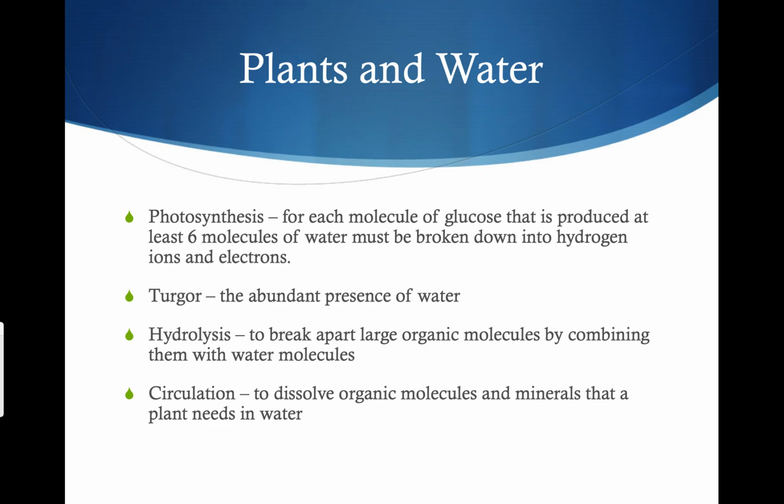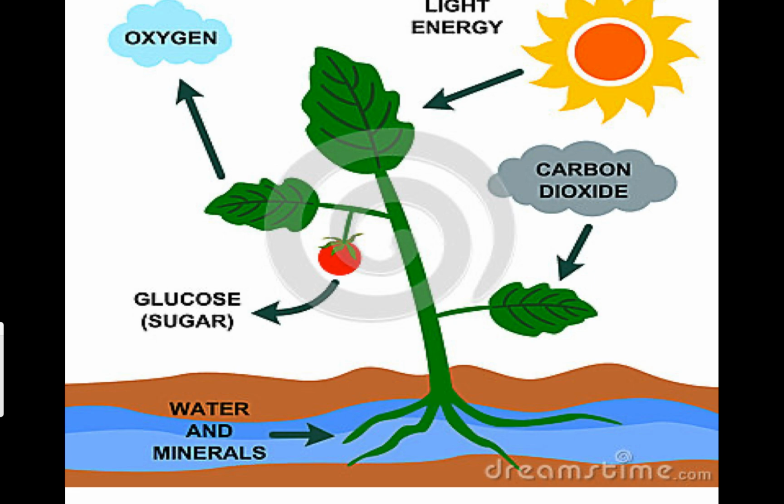All right. Hydrolysis is to break down organic molecules by combining them with water molecules. And circulation is to dissolve the organic molecules and minerals that a plant needs in water, but also to transport those minerals and molecules throughout the plant. All right, so let's talk about plant transportation.